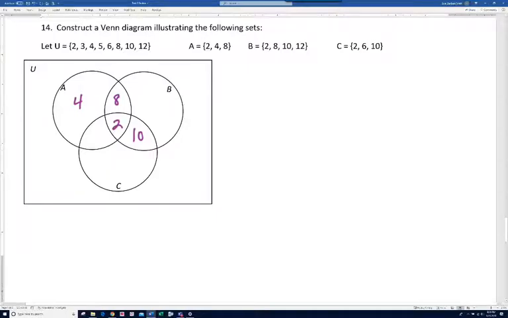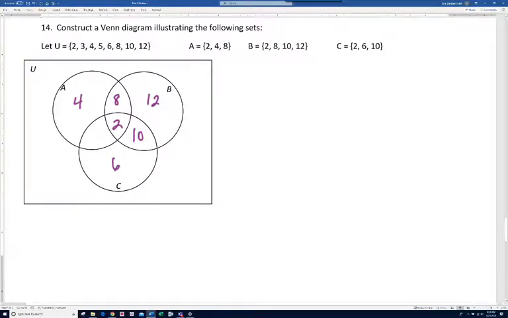Let's move on to B. So we already have, in set B, 2, 8, and 10. We're missing 12, so 12 goes in the part of B where there's no overlap with any other circles. And then finally for C, notice we already have 2 and 10. We're missing 6. So 6 goes in the part of C where there's no overlap with the other 2 circles.